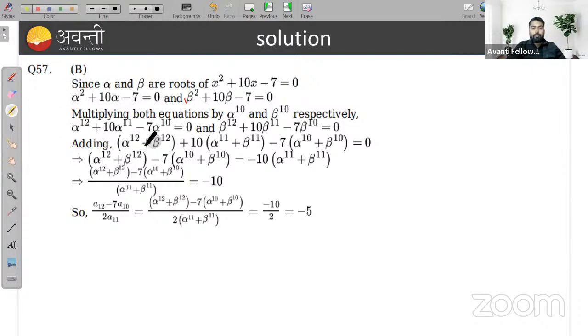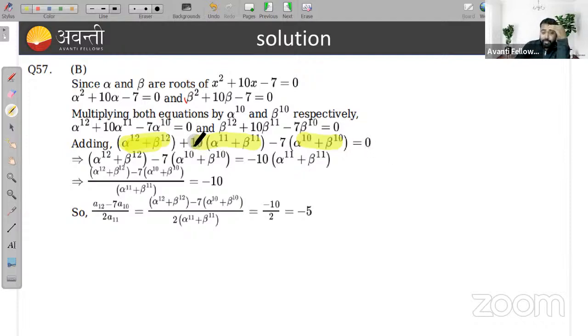See, alpha to the power 12 plus beta to the power 12. Second, 10. If we add these two equations, we are getting 10 into alpha to the power 11 plus beta to the power 11. Similarly, minus 7. If I take minus 7 as common, then I'm getting minus 7 into alpha to the power 10 plus beta to the power 10 is equal to 0.